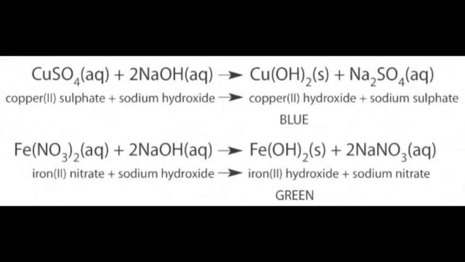The balanced equations for these reactions are as follows: copper sulfate plus 2 molecules of sodium hydroxide will form 1 molecule of copper hydroxide and 1 molecule of sodium sulfate. 1 molecule of iron nitrate plus 2 molecules of sodium hydroxide will produce 1 molecule of iron hydroxide and 2 molecules of sodium nitrate.